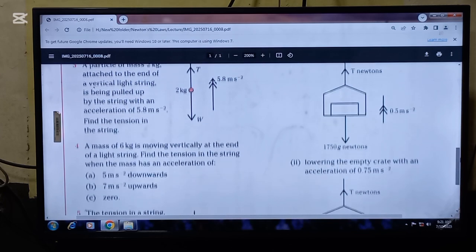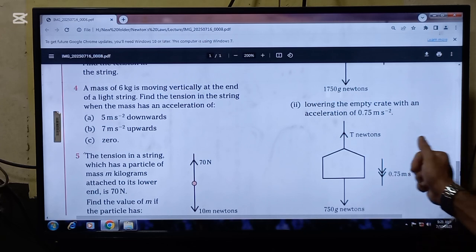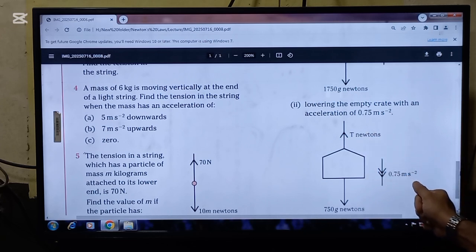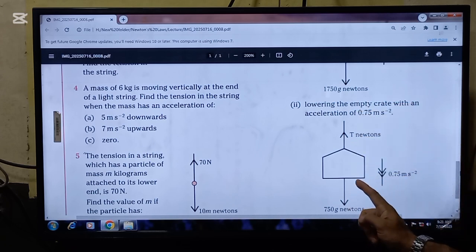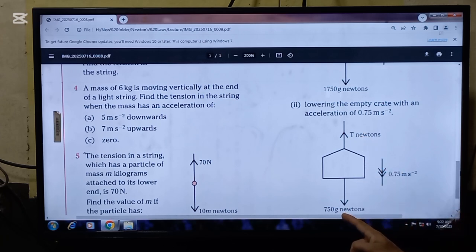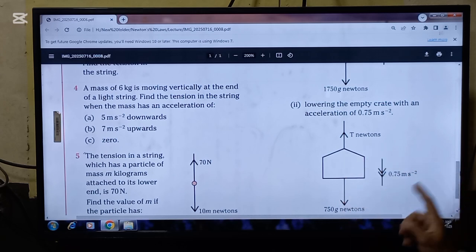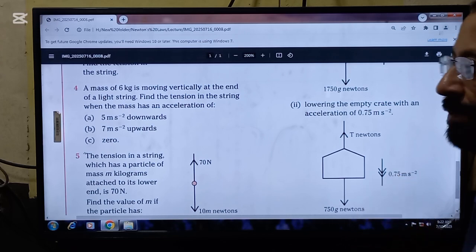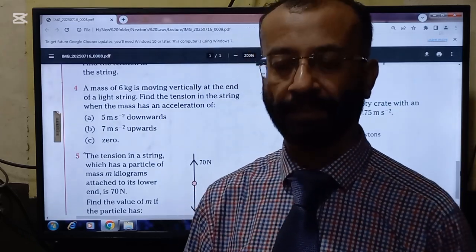Look at the second part, lowering the empty crate with an acceleration of 0.75 meter per second square. Definitely when it is lowered, the weight of the container will be greater than the tension in the rope. So 750 G minus T will be equal to MA, and M will be this one and G will be 10. So this is the concept for the second part. Come to the board now. We will solve this question on the board now.